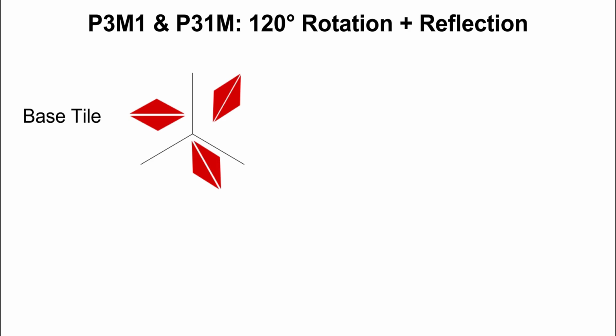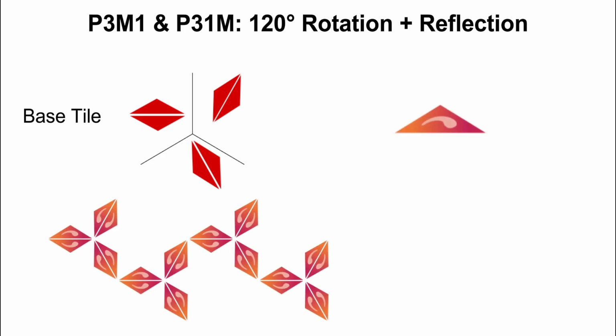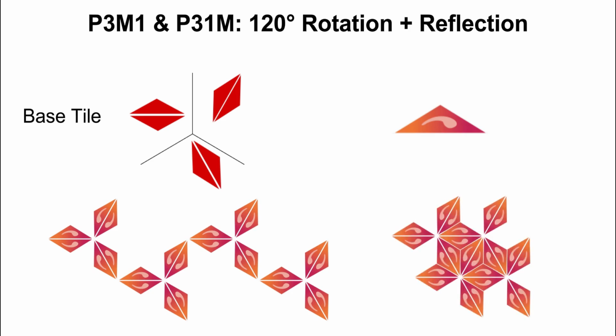Both P3M1 and P31M have the same symmetry but give slightly different results. With this base tile, P3M1 creates a scattered pattern like this. And for P31M, the pattern is dense, like this. Both are 2x12 patterns for the given base tile.